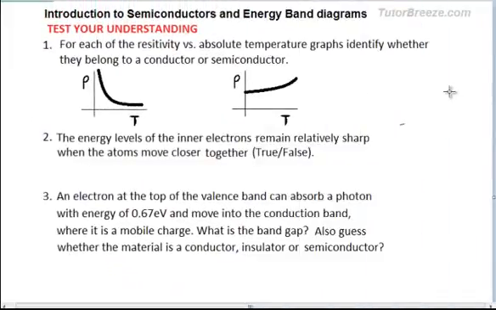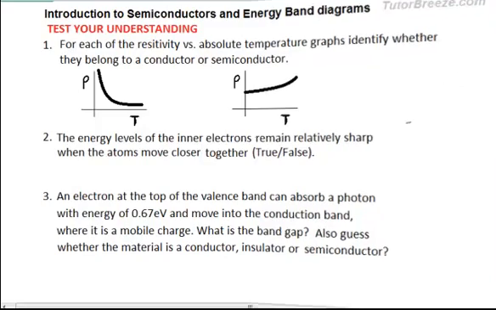Try these questions to test your understanding. The answers are discussed a short while later.